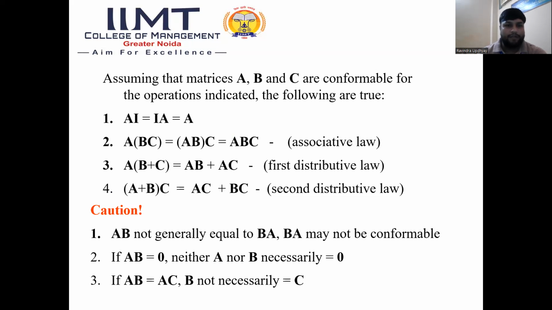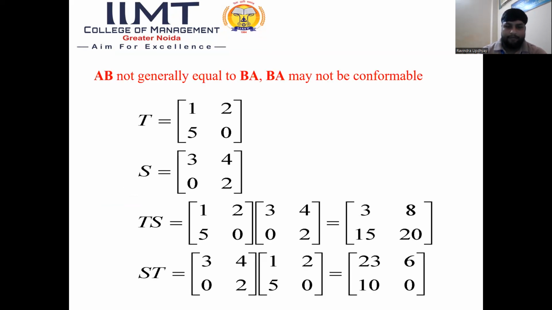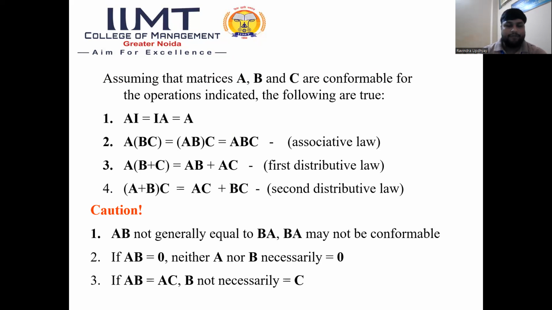The associative law holds. Third is A(B plus C) equals AB plus AC, the first distributive law. Fourth is (A plus B) multiplied by C equals AC plus BC, the second distributive law.